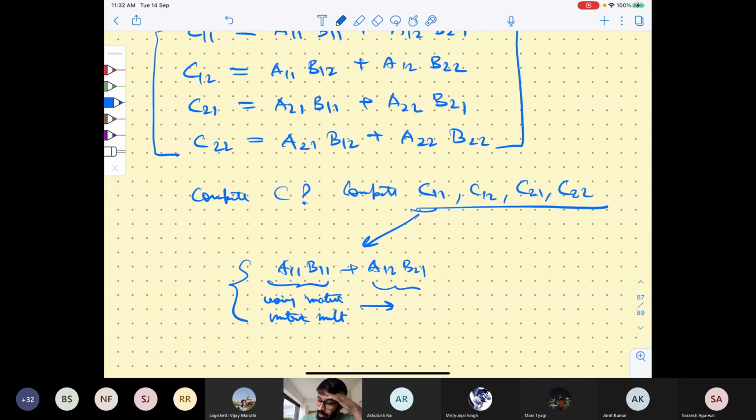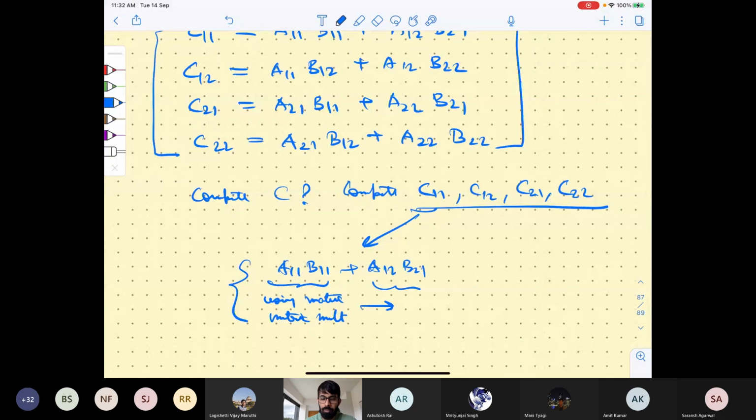What is the dimension of A11, B11? N by 2 cross N over 2. So how many entries do they have? n square by 4. So how much time will it take to compute them?